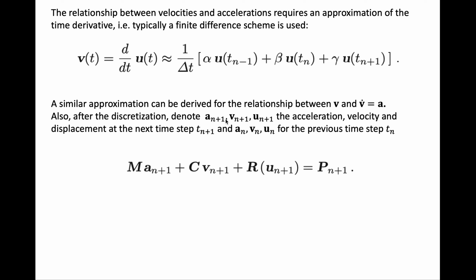So a n plus 1, and just for sake of notation, n plus 1 denotes the next time step, n denotes the current time step or previous time step. So basically, you assume that you've already computed and you know the acceleration, velocity, and displacement at the time step n. Those are known. And then the unknowns are acceleration, velocity, and displacement at the next time step. And they have to satisfy this linear momentum balance equation.